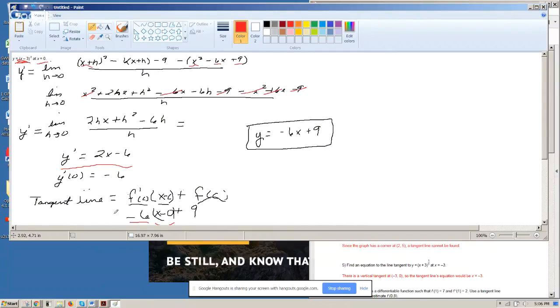Now, most times you can just leave it like this. You don't have to simplify it, but since it was minus 0, it was pretty easy to simplify. So the tangent line expression that you needed to find for this question was negative 6x plus 9.